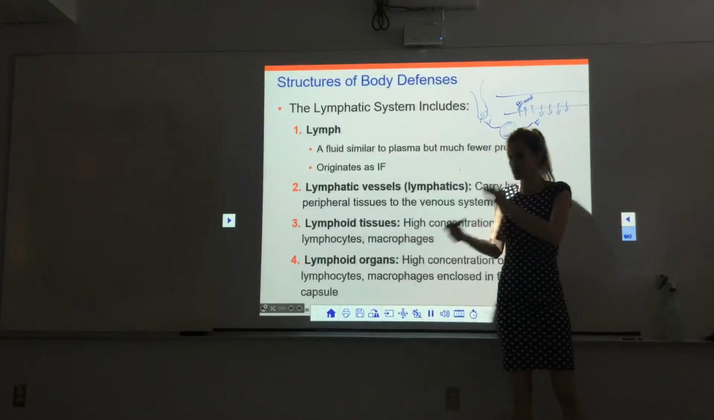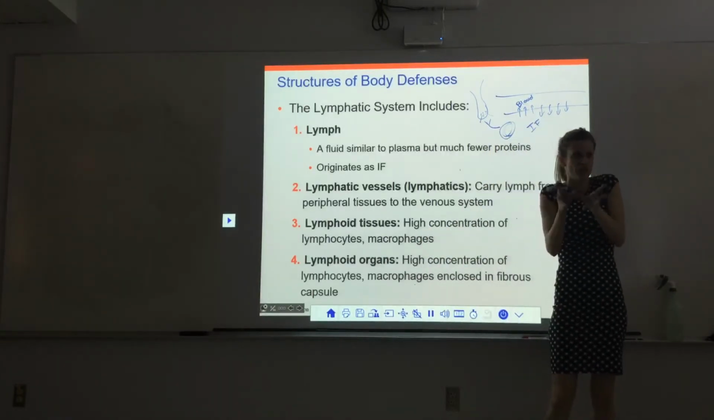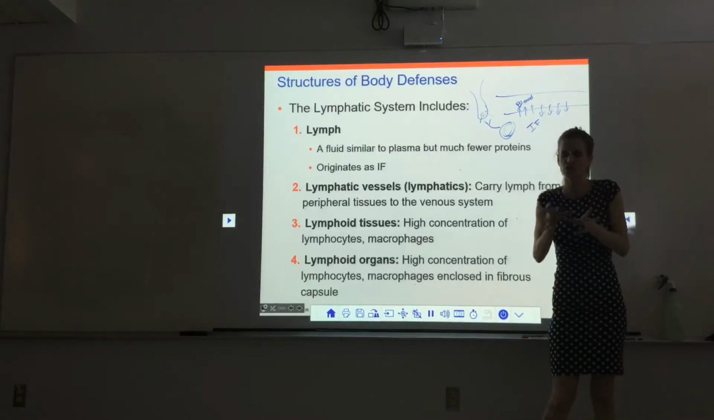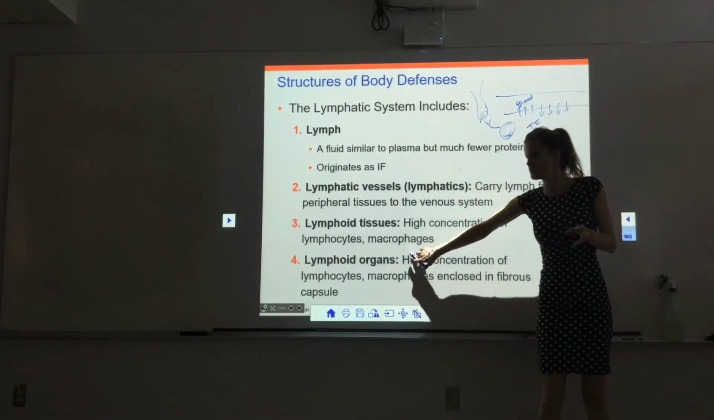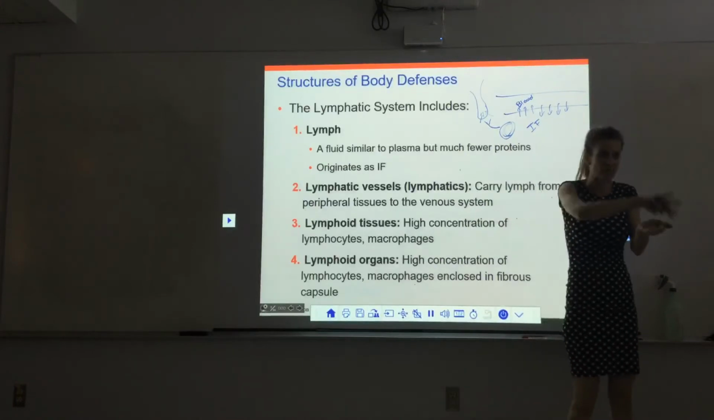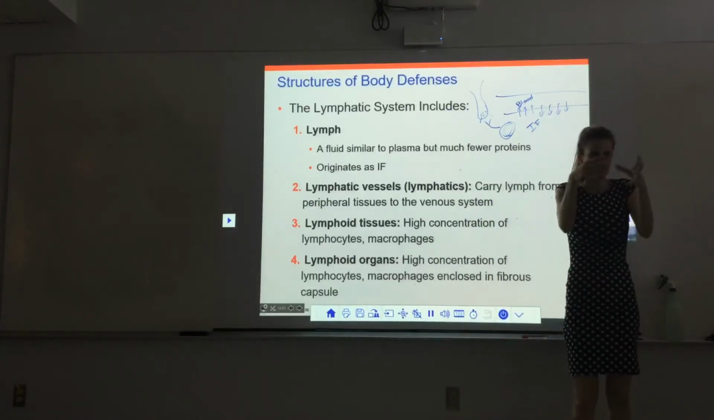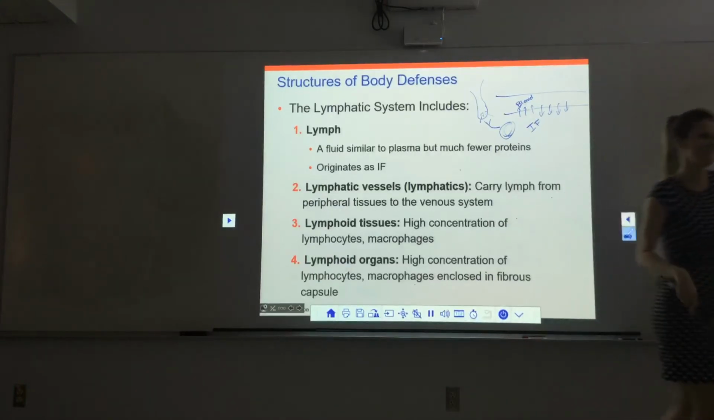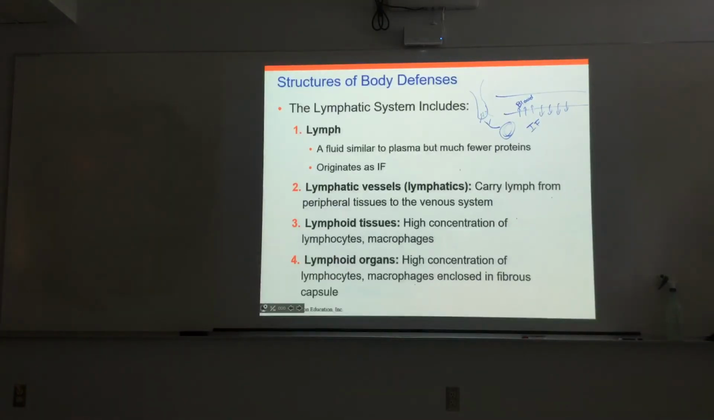The tissue is literally just a clump of open tissue, like reticular tissue that's then crammed with lymphocytes. The lymphoid organs actually have a capsule that surrounds them and separates that tissue from the surrounding tissue. That's the difference. We'll talk through a lot of the different tissues and organs though.